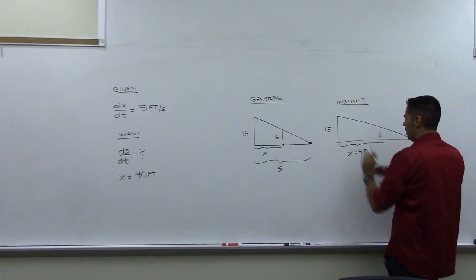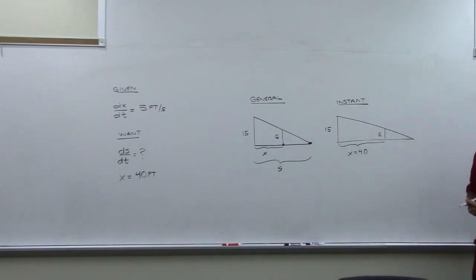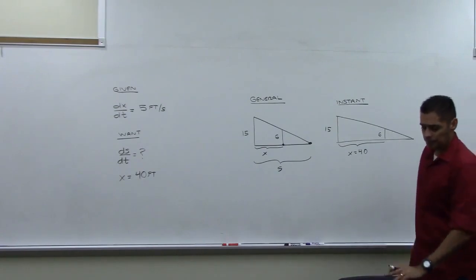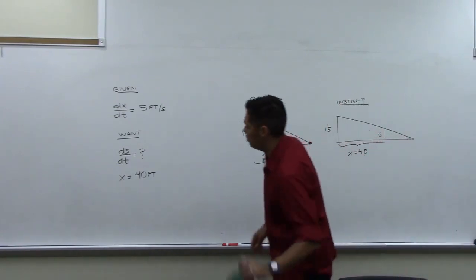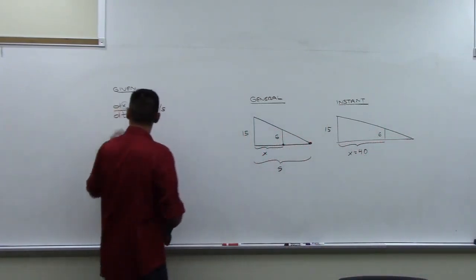These are all feet, right? 15 feet, 6 feet, 40 feet. And that's it. So we just need to find a relationship now between two variables, x and s.